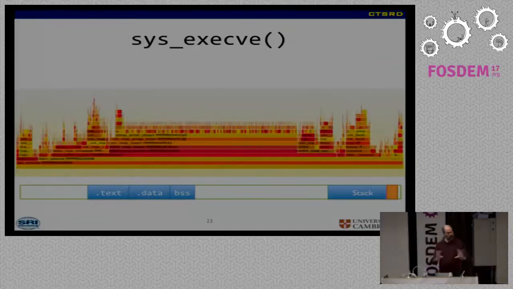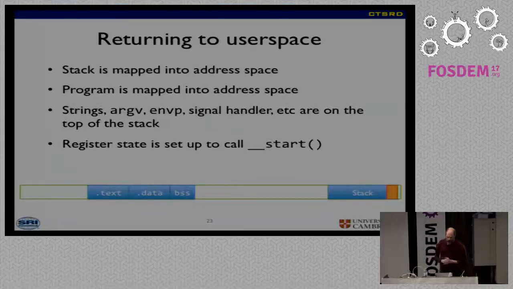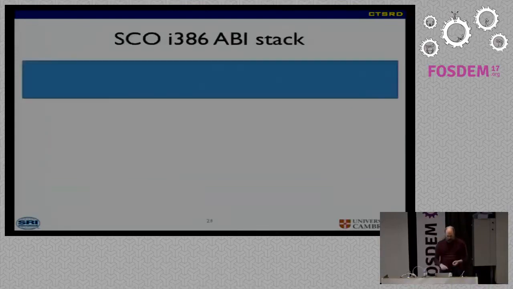So back to sys_execve, we have set up all of our memory, we have mapped all of our bits, and now we're about to return to the address space. As a recap, the stack has been mapped into the address space, the program has been mapped into the address space, and various strings and environment variables have been copied in, as well as signal handler and some other bits. So a bit of an aside on those various bits that are copied in.